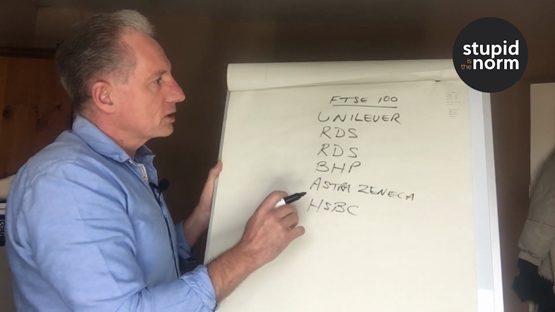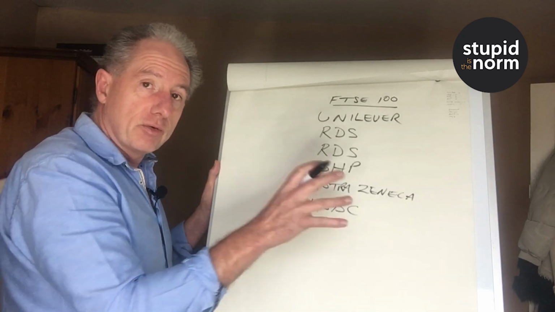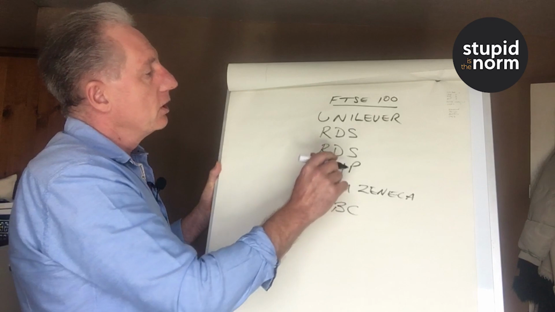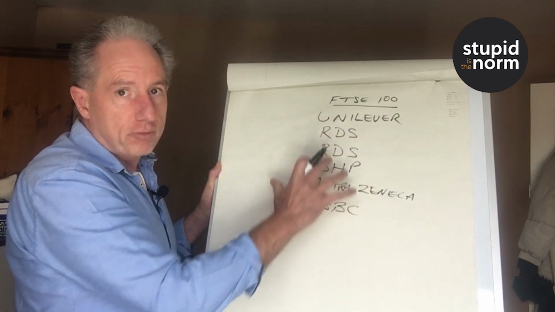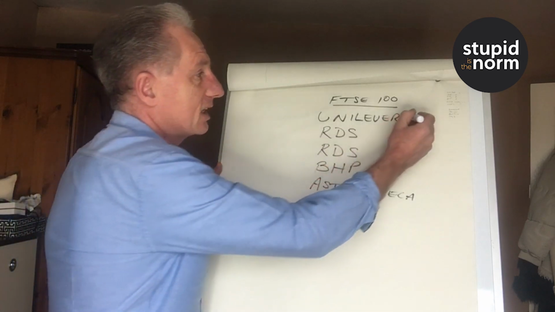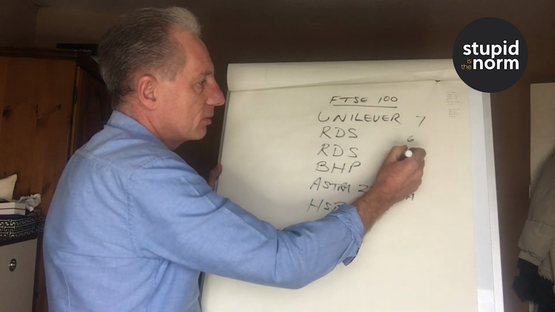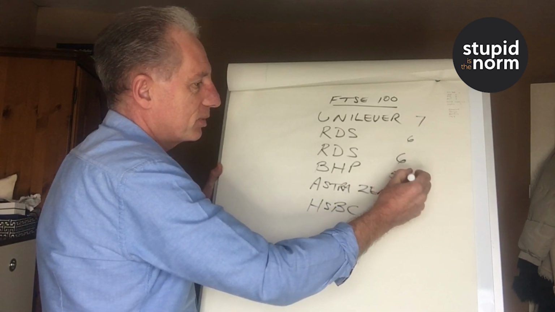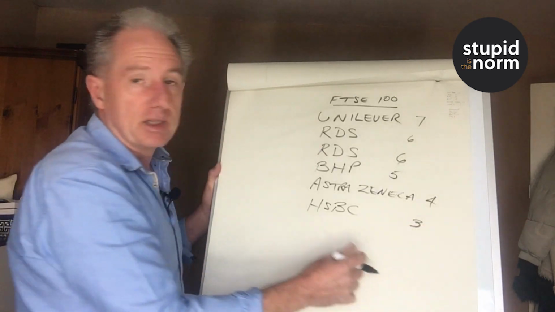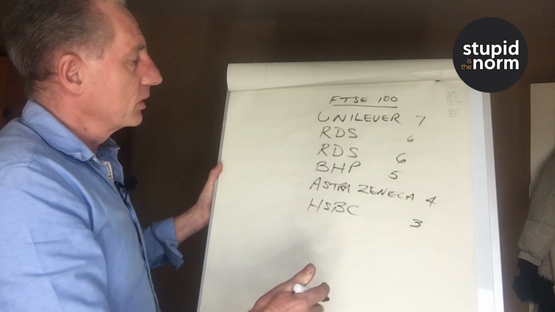And what the algorithm tries to do is split every pound that you invest in your fund in the following manner. Now, this is an example, they're all slightly different, but here's what they do. So let's say that of the total FTSE market capitalization, Unilever represents about 7% of the marketplace, the two RDSs make up 6%, BHP is 5%, AstraZeneca 4%, and HSBC 3%. Now, I'm making these numbers up just to give you an example.